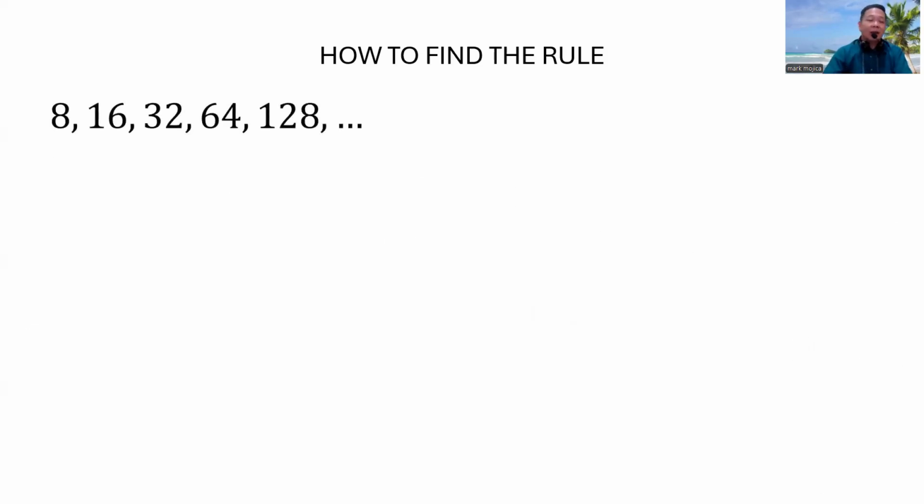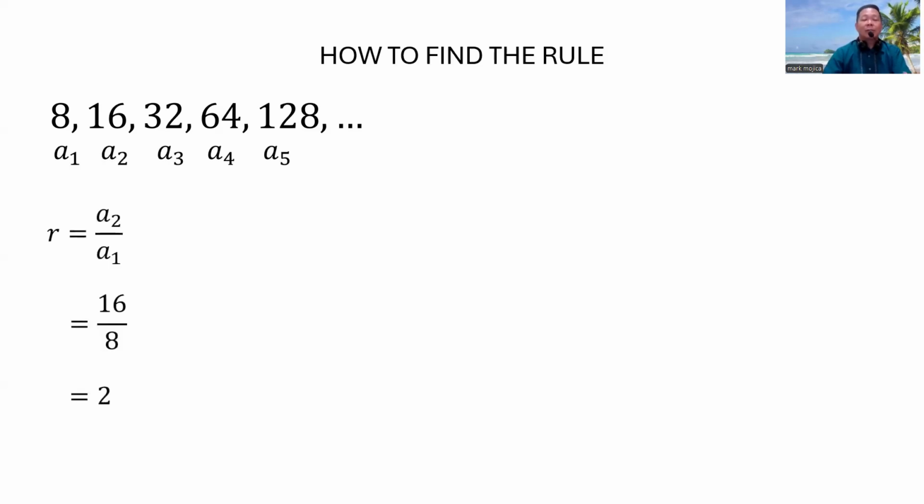If you try to analyze, syempre a sub 1 natin 8, a sub 2, a sub 3, a sub 4, then a sub 5. So dito kung titingnan natin 8 and then 16, parang nag-multiply tayo ng 2. Hindi naman tayo pwede mag-add ng 8 kasi pag 16 plus 8 is 24, 30 ito ang kasunod. So meaning this is being multiplied by 2. So, how are we going to prove na multiply by 2?